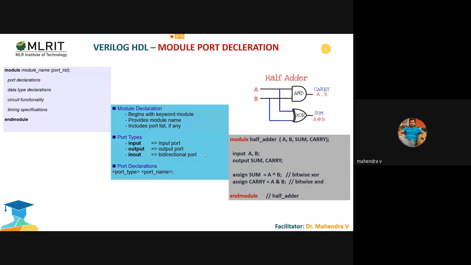Now look at the name of the module. Here the name of the module is half adder, and this is a user-defined name. You need to follow some rules while writing user-defined names. We can call these identifiers. While formulating identifiers, we need to follow the same rules you follow in the C language to define identifiers. Here also we follow the same rules.